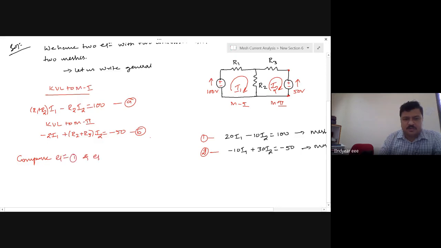On comparing equation 1 and equation A, what can I write? Coefficient of I1 in equation A is R1 plus R2. In equation 1 it is 20. R1 plus R2 is equal to 20. Is it? Yes or no? Yes, sir. Are you getting this?